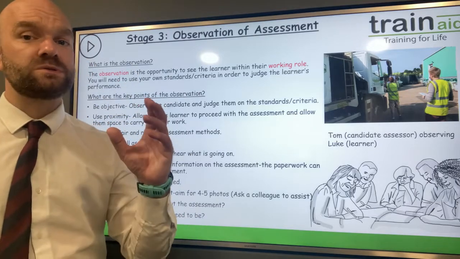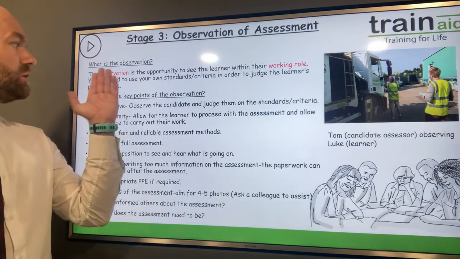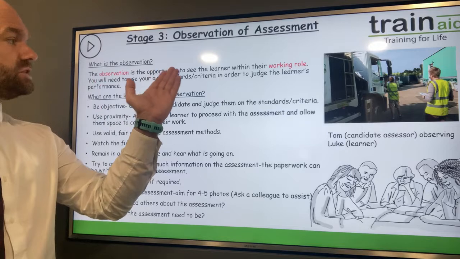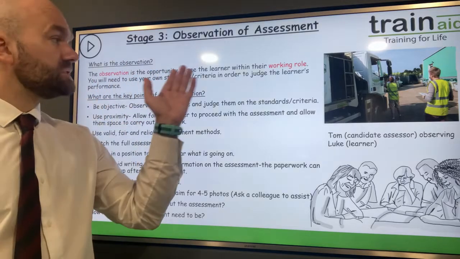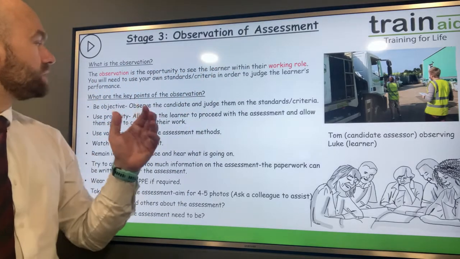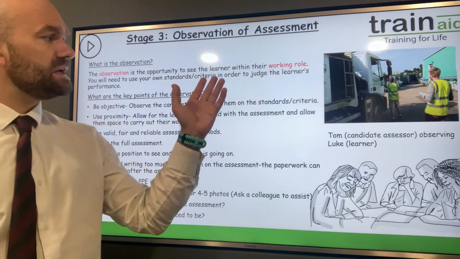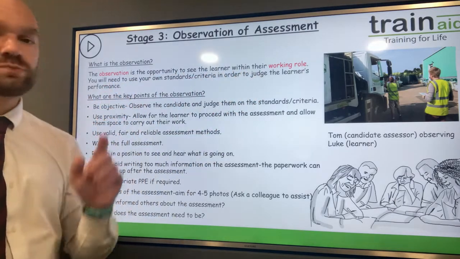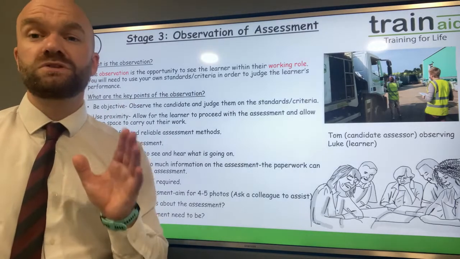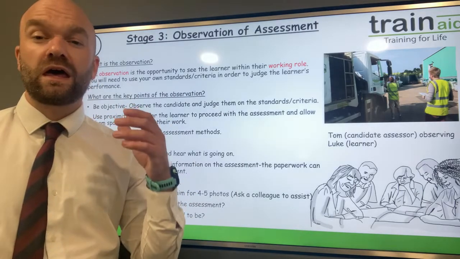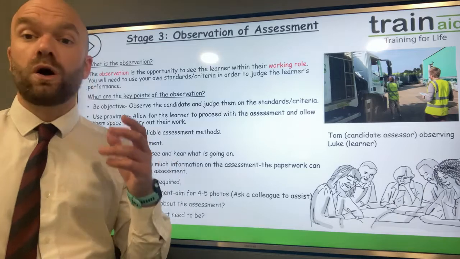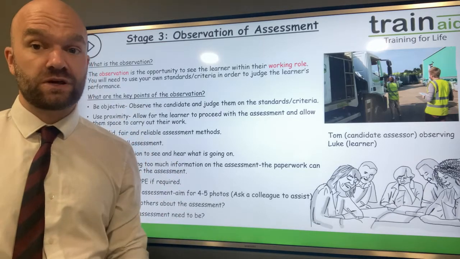But what happens at this stage? So the observation is the opportunity for you, the candidate assessor, to see the learner within their working role. You will need to use your own standards and criteria in order to judge the learner's performance. So the standards and criteria are there so you ensure that you are objective as an assessor.